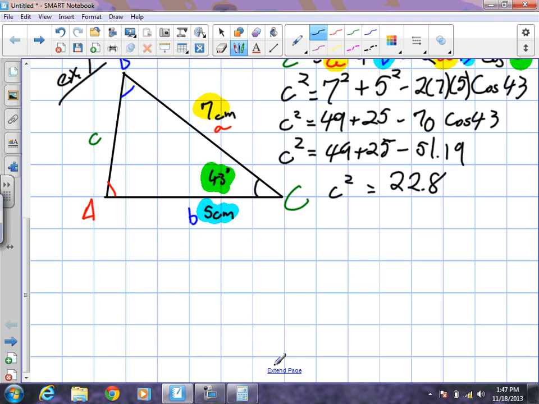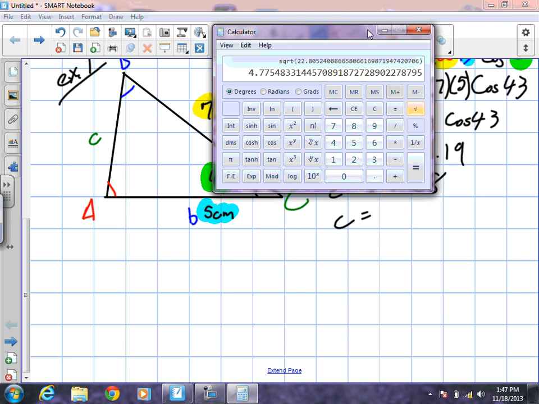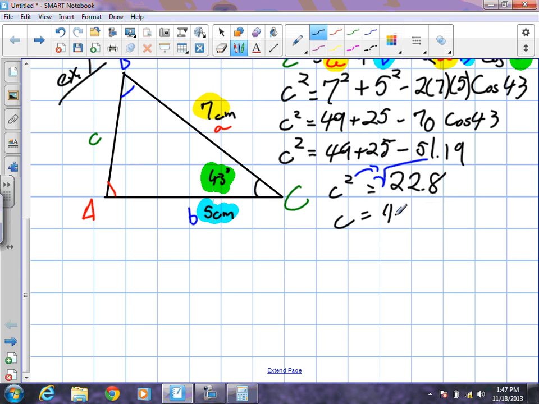So you bring this over. Square root of 22.8. Who can do it? Woo-hoo, 4.77. Nice. Okay, great. So side C is 4.77. We've now solved the first side of the triangle.